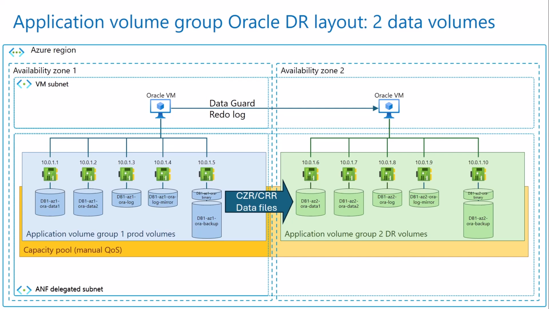The resulting volume layout with 2 data volumes has primary data volumes in Application Volume Group 1. After adding DR volumes, the same layout is established in a second zone or region. Azure NetApp Files volume replication is asynchronous. So to avoid losing transactions during failover to DR volumes, use DataGuard to replicate the logs to the DR location. This allows rolling forward transactions after starting the database in the secondary location.